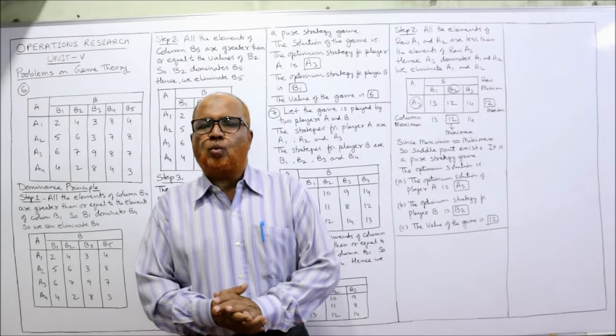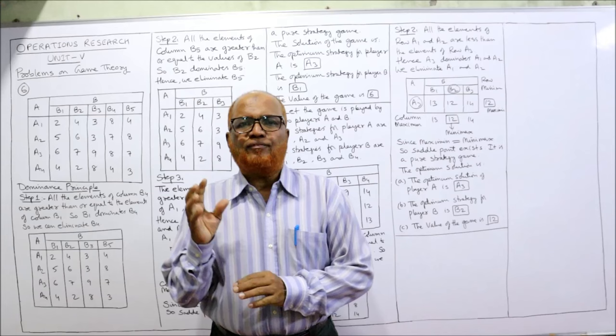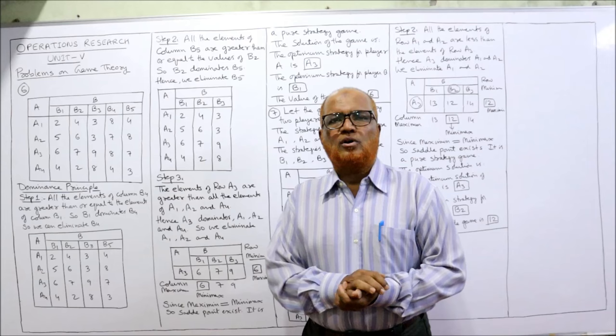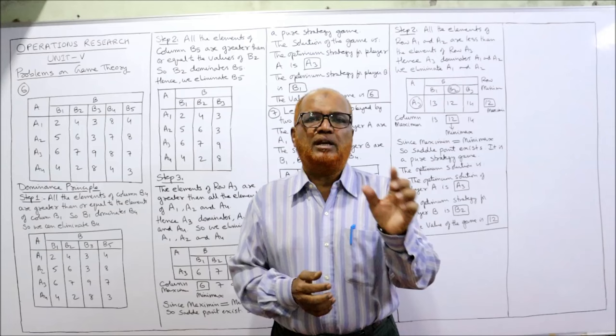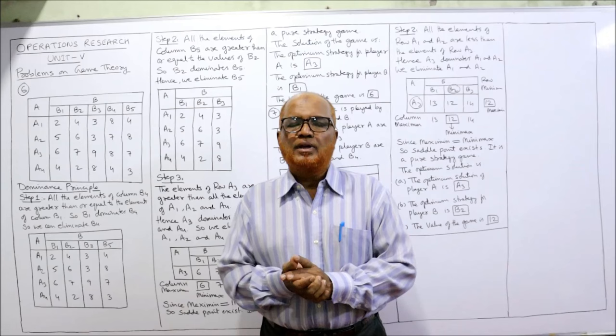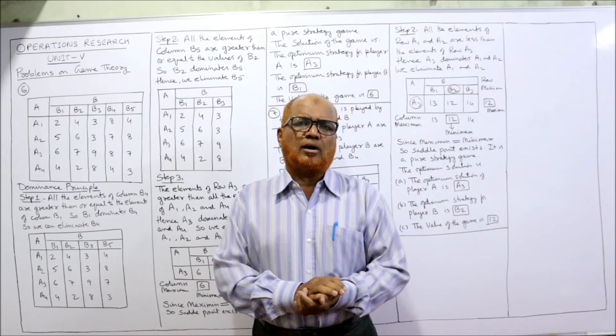I'm Hasham Ali Khan. In the last video, I completed 5 problems on game theory, and those 5 problems were the basic problems of pure strategy. In every problem we have seen, a saddle point exists. When will the saddle point exist? When maximin is equal to minimax. Whenever a saddle point exists, it's a pure strategy game. Every player will have a specific strategy to be adopted. Only one strategy to be adopted, right?